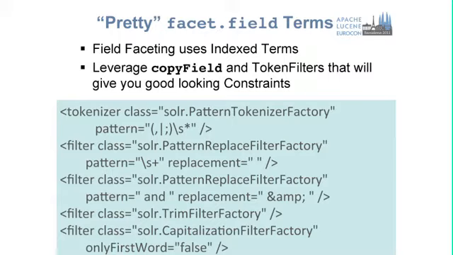So in this example, say it was a comma or semicolon delimited list of categories. You have this category field. And so this first pattern tokenizer splits things out by comma or semicolon. We clean up spaces. We replace and with ampersand. We trim trailing or leading white space. And then we change the capitalization so that each word in the string is capitalized. So title capitalization.